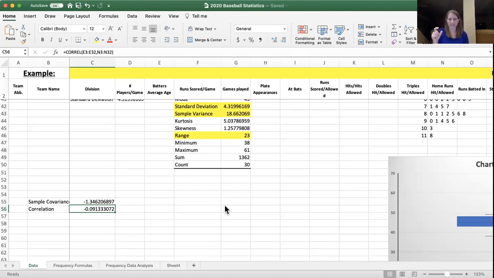However, since it's very close to 0, this is telling us that the strength of that relationship is not very good. You're going to have dots scattered all over the place with a little bit of a negative trend, but they're still going to be pretty scattered and there's not a very strong relationship. So that's how you find sample covariance and correlation.